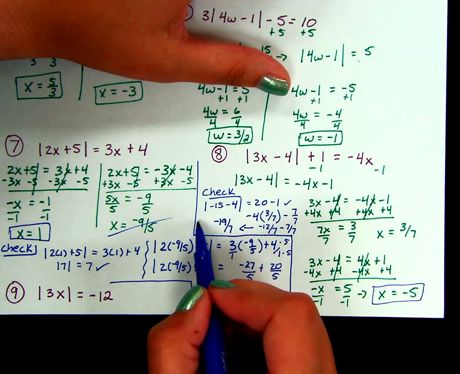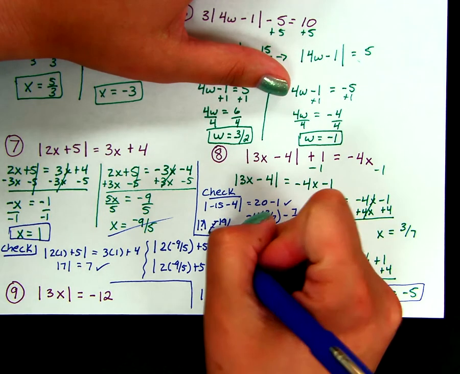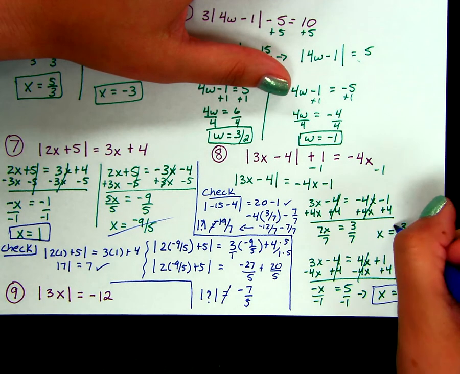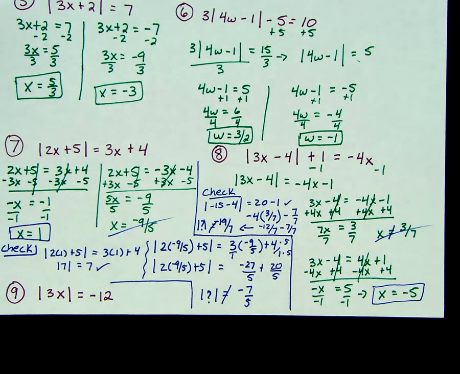Well, that means, again, I'm going to have an absolute value of something, I don't even know what, equal to a negative number. That's not going to work. So that means that this is not a solution. It's not going to work, so I'm going to cross it off. Okay, so we only have one solution again for this problem.